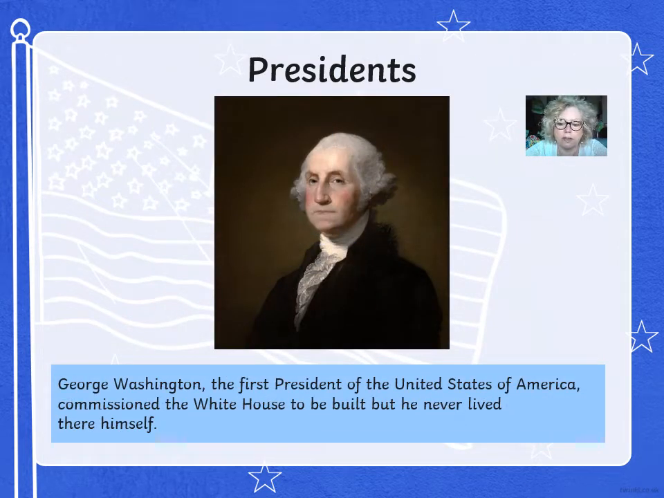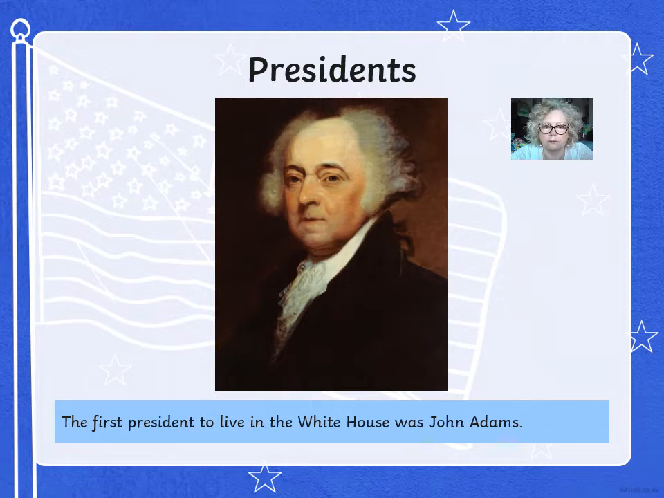So let's have a quick look at some past presidents. So this is George Washington, the first president of the United States of America. He was the man that commissioned the White House to be built, but he never lived there himself. So this man here is John Adams, and he was the first president of the USA to live in the White House.